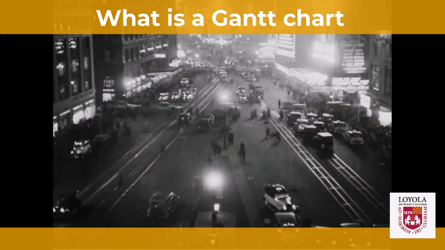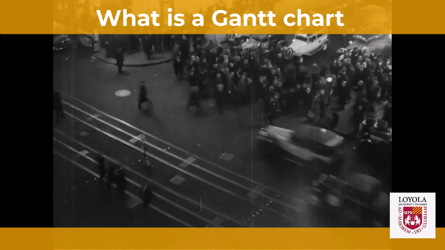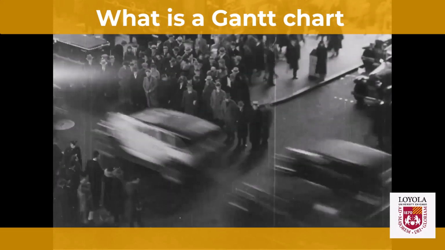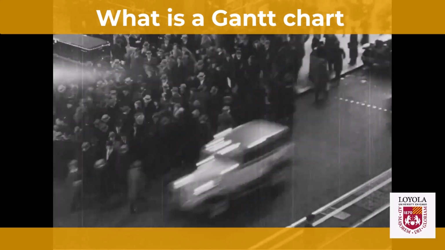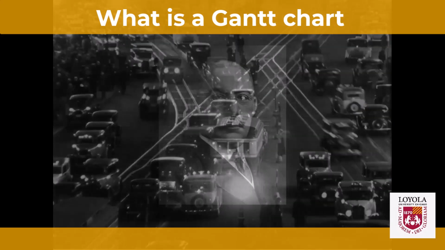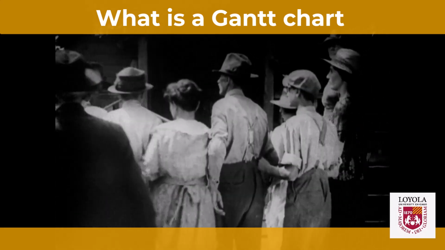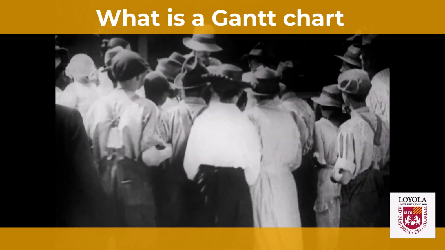In the heart of the bustling early 20th century, as skyscrapers began to define city skylines and industries boomed, a revolutionary tool was born. Enter the Gantt chart. But where did this powerful tool originate? Meet Henry L. Gantt, an American mechanical engineer and management consultant, the brain behind the chart. Gantt's vision? To create a visual aid helping managers understand if work was on schedule.